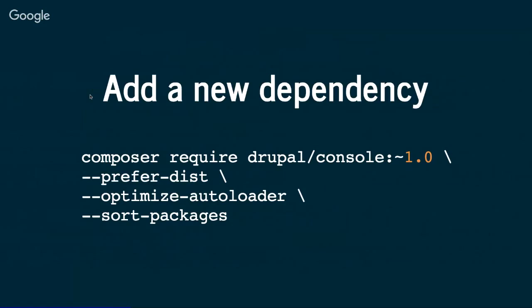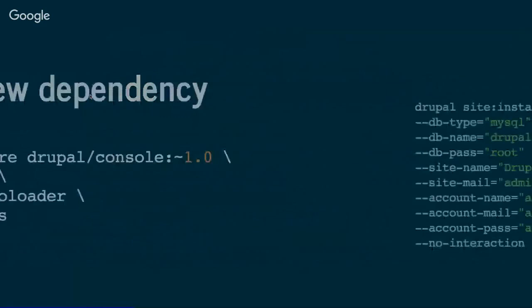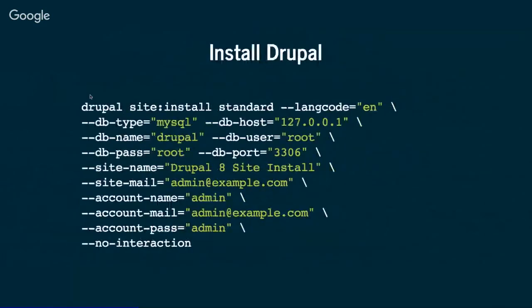Okay, so composer create project is the one that starts the project for us, and composer require is for getting new dependencies. And then we can use Drupal Console for getting our site installed. I won't go into detail on this. It's pretty much like the site install command, passing a bunch of arguments.